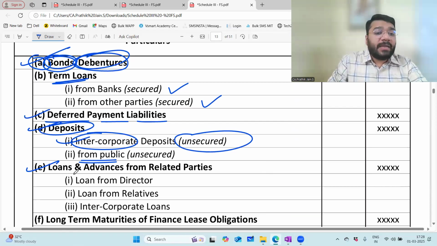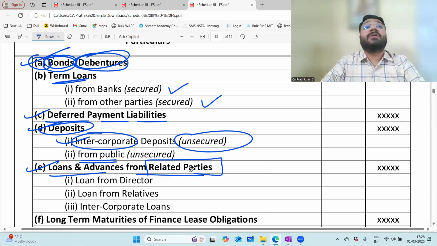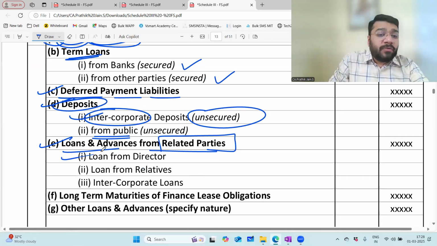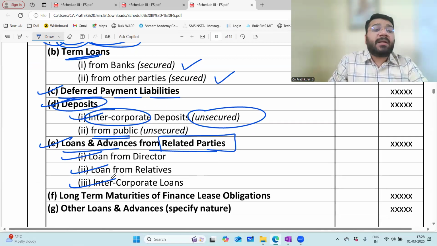Next is what? Point number E, loans and advances from the related party. Related party in itself is a huge definition. It's got a huge meaning to it. We will discuss when the appropriate time comes, not now. Under this, we have three segments: loan from directors, loan from relatives, and intercorporate loan.